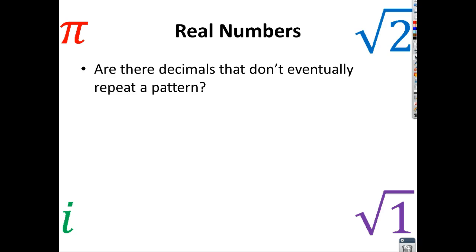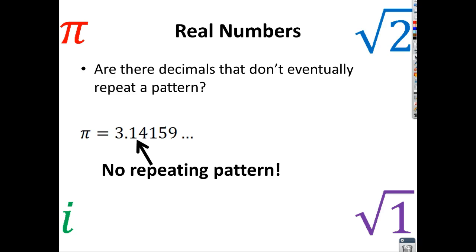I'll say that again. Are there decimals that don't eventually repeat a pattern? Okay. So just think of one and see if you come up with one, maybe bring it to class and we can talk about it a little bit. But the most famous of them all is this number of pi, right? And pi is, it's not really a number, it's sort of an idea, but we represent it as a number oftentimes.